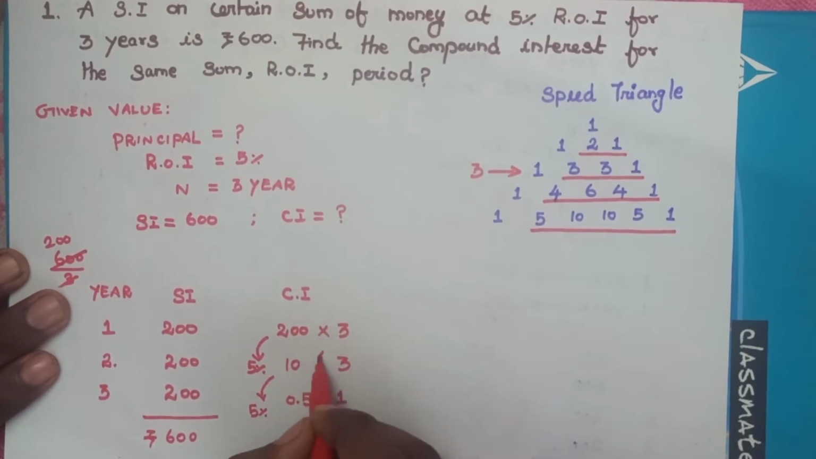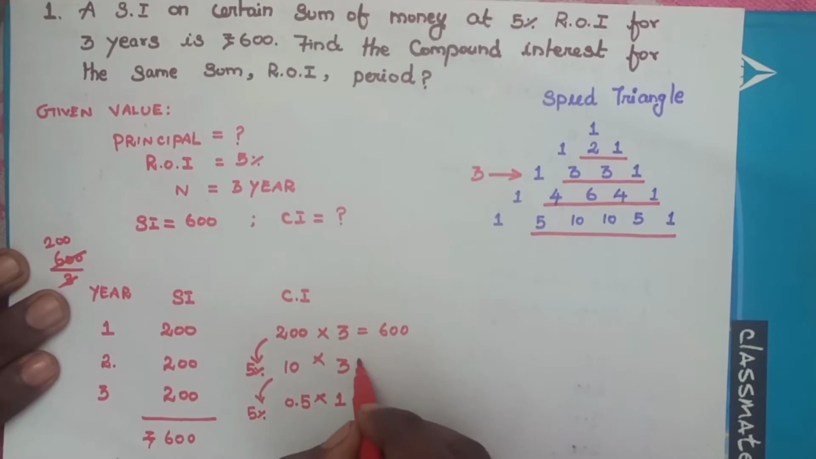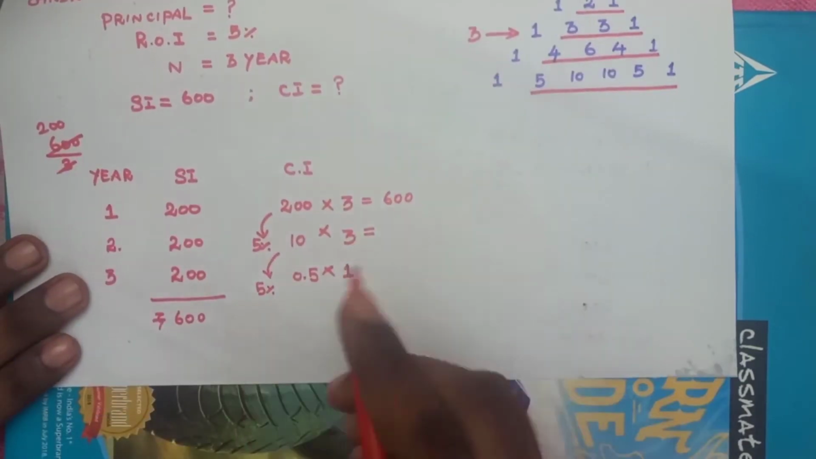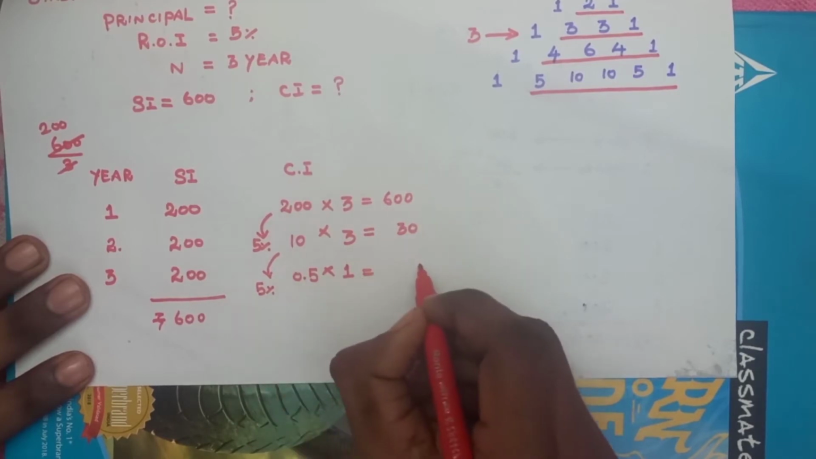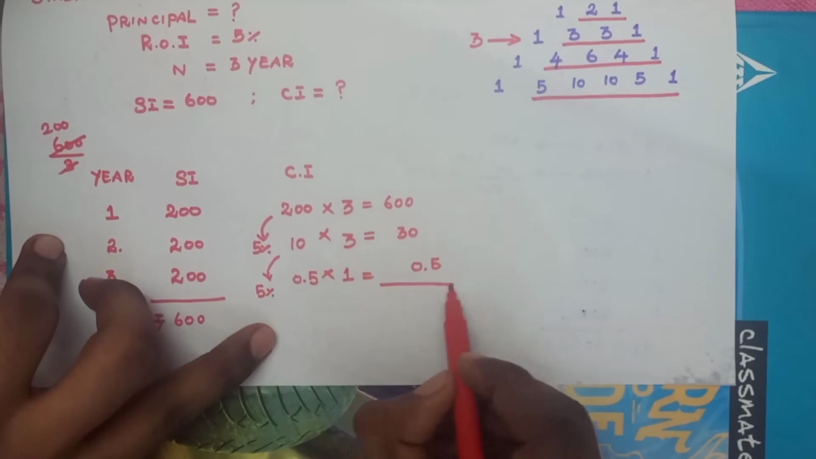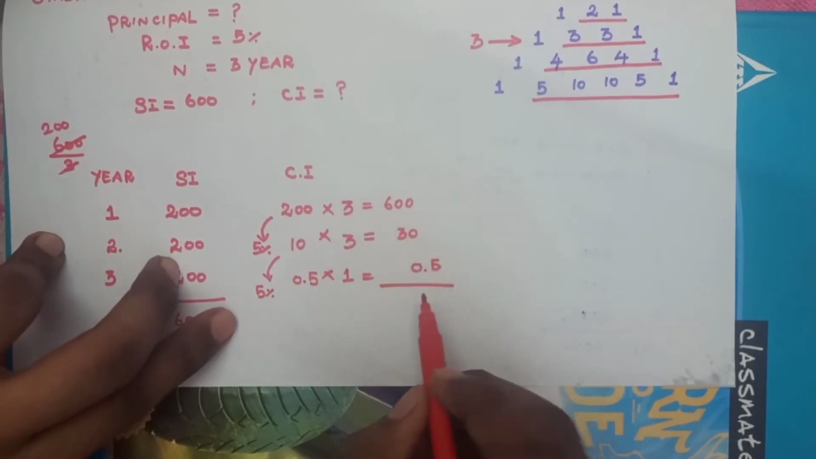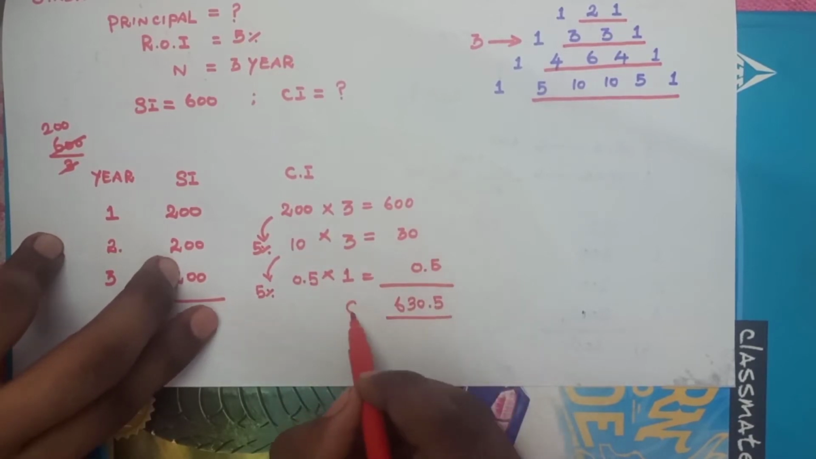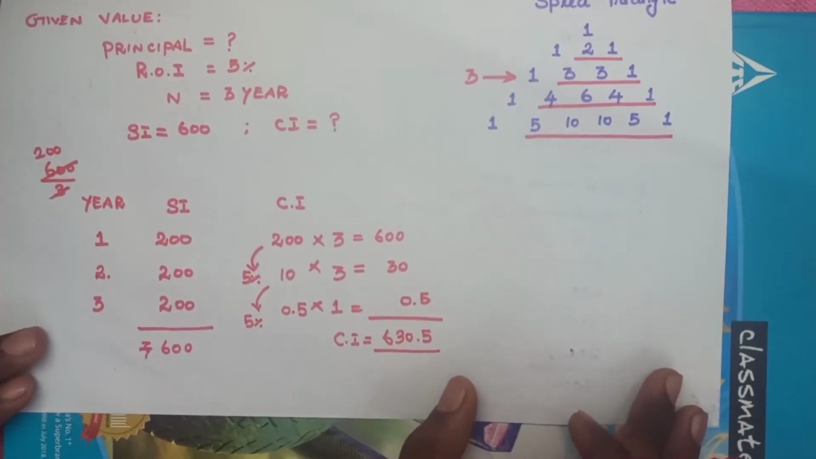331. Just multiply 200 into 3, 600 rupees. 10 into 3, 30. And 1 into 0.5, that is 0.5. If you add those three things, 600 plus 30 plus 0.5, 630.5 is your compound interest amount. Easy. We found the answer.